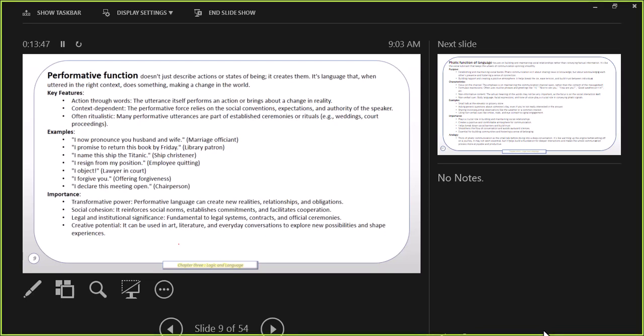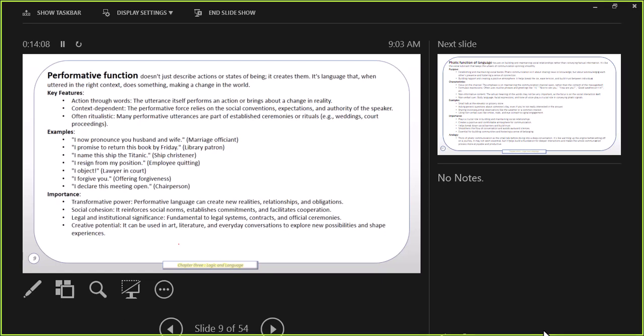Why? Because they perform the action by themselves. They don't request, they don't transfer the actual information, they don't evoke emotions, but they perform the action. They perform the action by themselves.